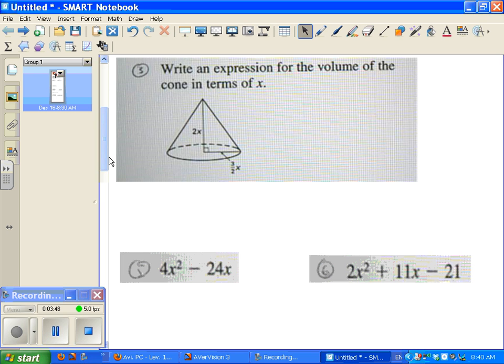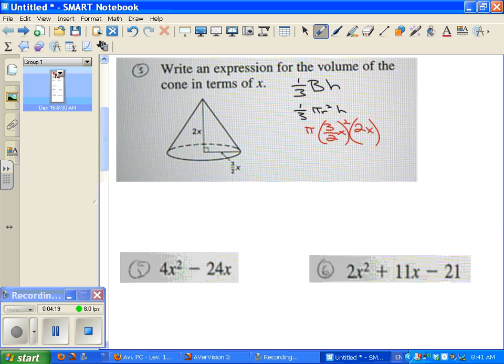All right, write an expression for a cone. I gave you guys the formula for this one yesterday. 1/3 base times height, big B. And the shape of my big B down here is a circle, so it's 1/3 pi r squared h. Okay, well, what's r? 3/2 x. What's h? 2x.